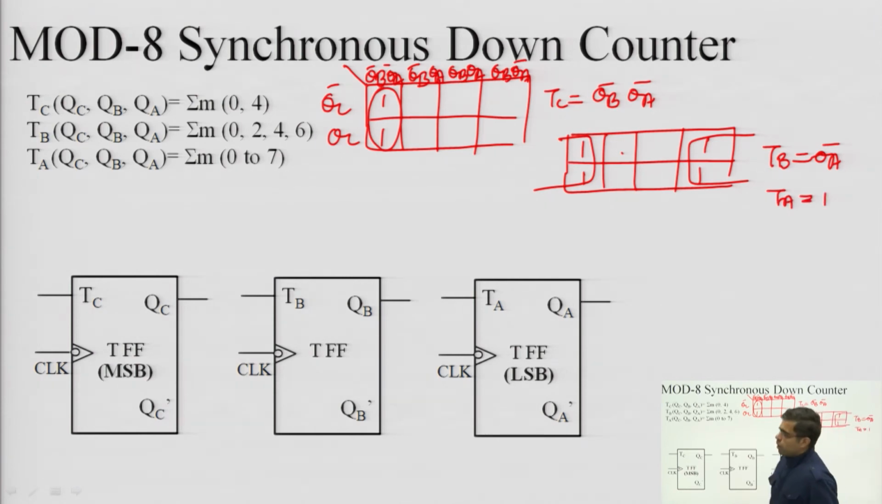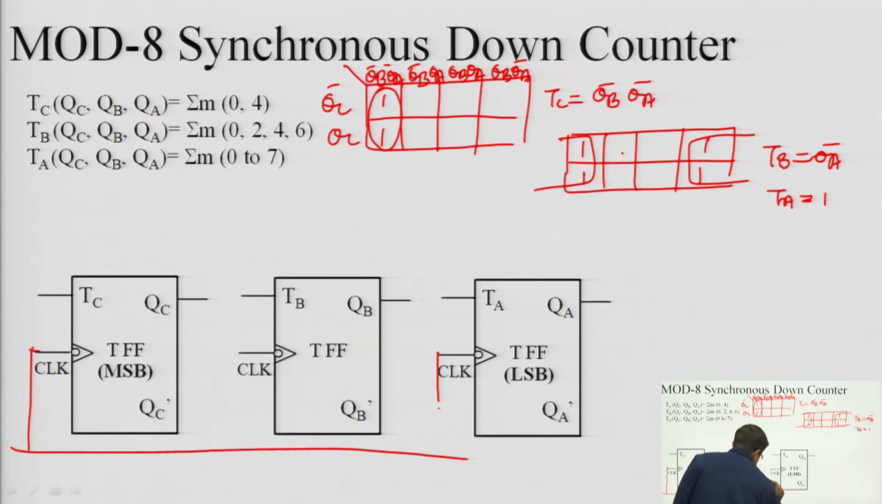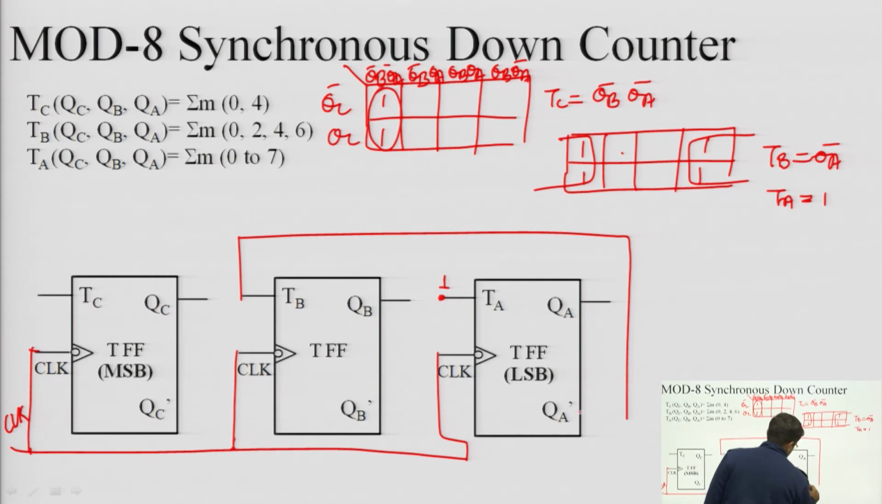So, using these three expressions from the K maps, we can design the structure of this counter. First step, connecting all the clocks to a common point. This is the common point of clock, and T A is equal to 1, a very simple connection. Then T B is equal to QA complement.